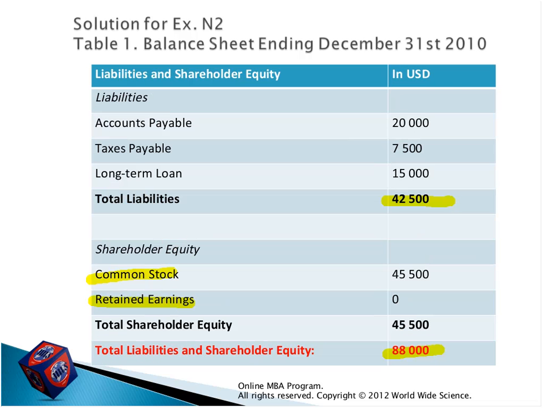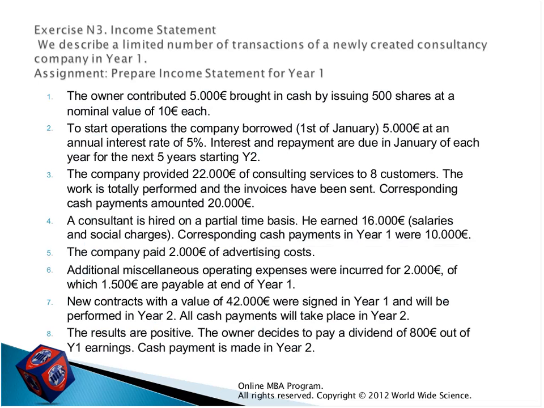So if there are no more questions, we're going to move on to exercise number 3, which is I think the most difficult, and most of you have been confused with that one. So here is exercise number 3, based on the income statement. We describe a limited number of transactions of a newly created consultancy company in year 1. So you have the year assignment. You have to prepare the income statement for year 1.